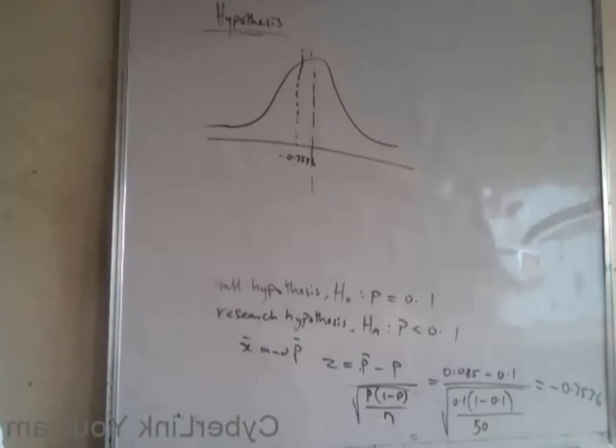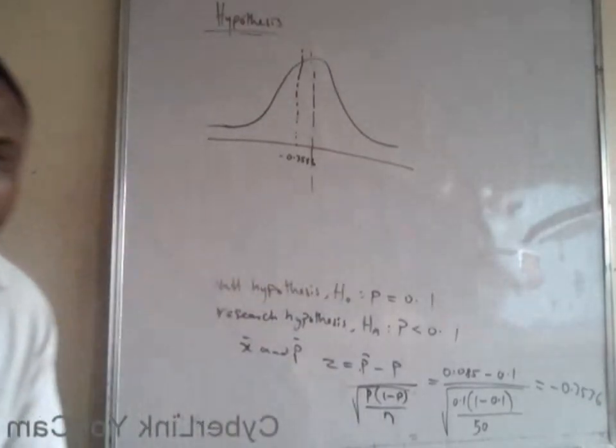So with the null hypothesis, we reject the null hypothesis in favor of the alternative hypothesis. If the data disagrees sufficiently with the null hypothesis, then we reject the null hypothesis. And once we reject the null hypothesis, we favor the alternative hypothesis, which is the research hypothesis.